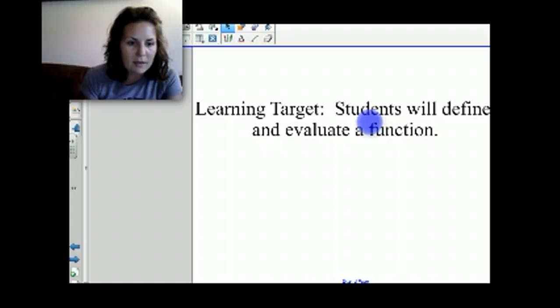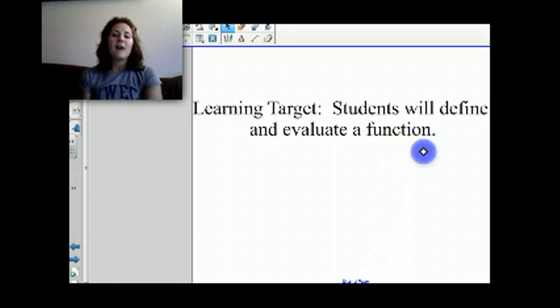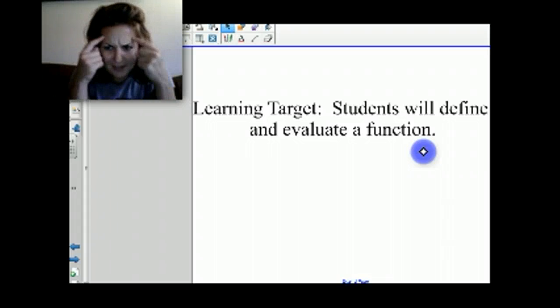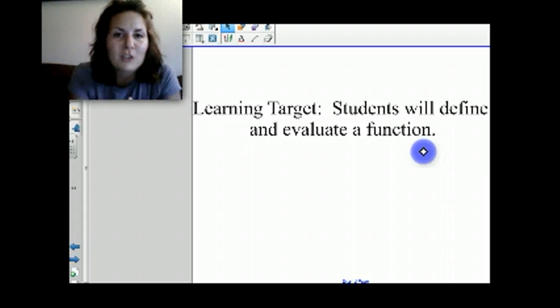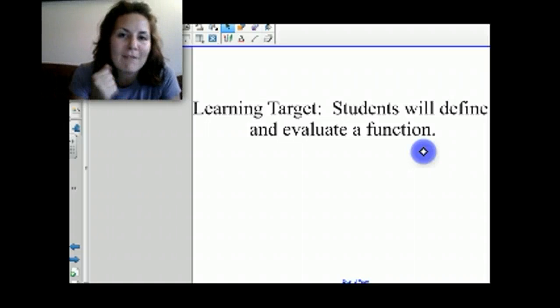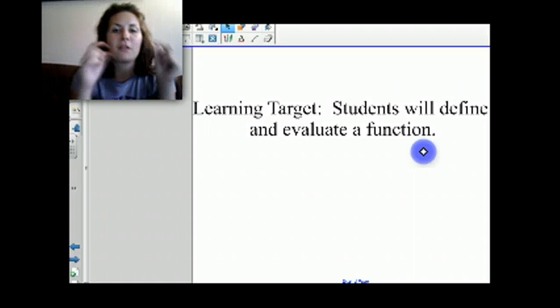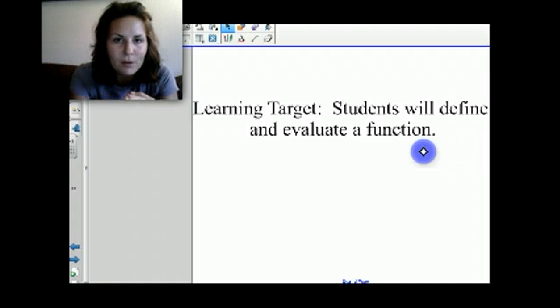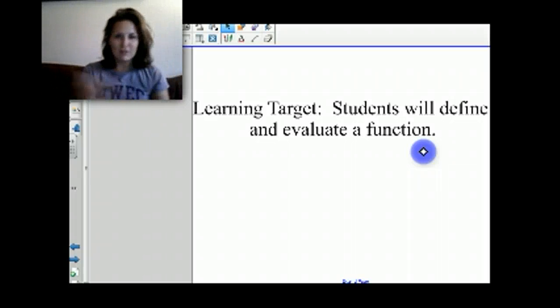Our learning target today is a big video. To define and evaluate a function, the number one thing I want in your brain right now is for a function, every input has to have exactly one output. The other thing I want your brain to realize, input is domain is X. Those are interchangeable. Same thing. Input, domain, X. The other one, output, range, Y. Alright, we've done 13 minutes on this video.